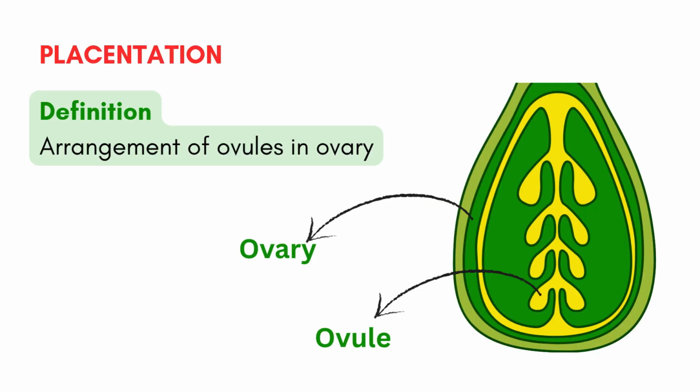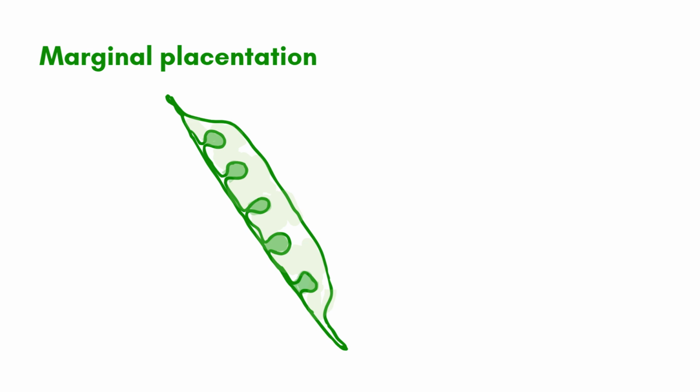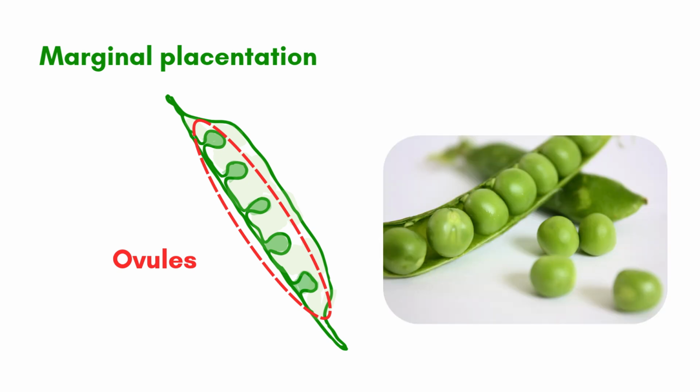Placentation refers to the arrangement of ovules within the ovary. The main types of placentation include marginal, axial, parietal, basal and free central placentation. In marginal placentation, the placenta forms a ridge along the ventral suture of the ovary and the ovules are borne on this ridge, forming 2 rows as in pea.